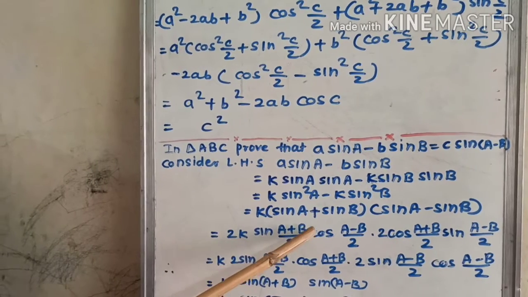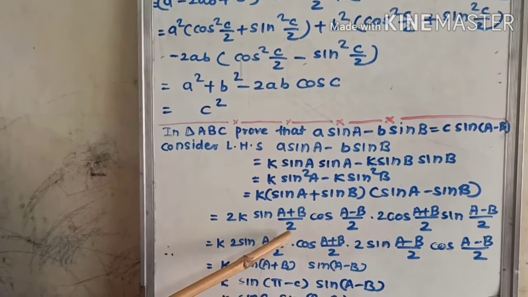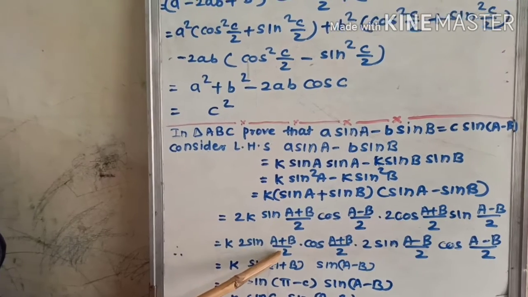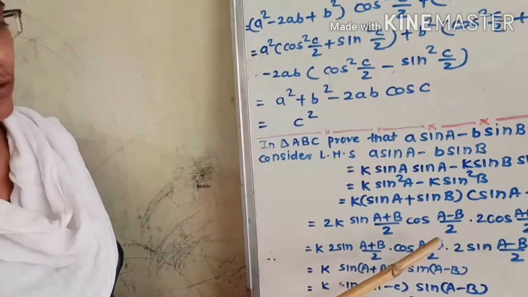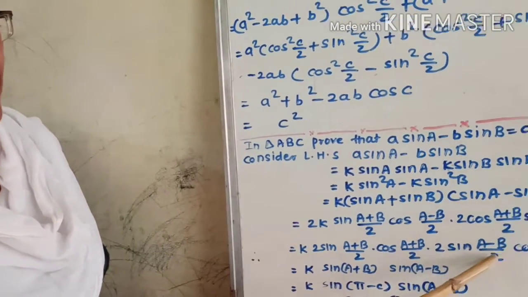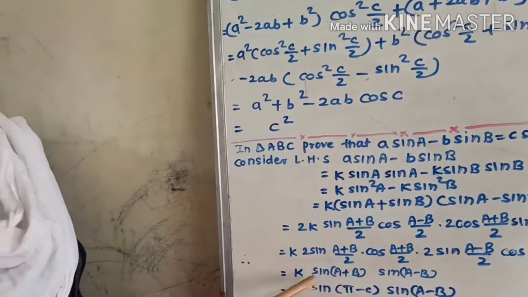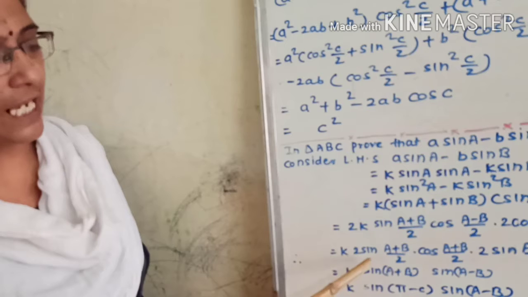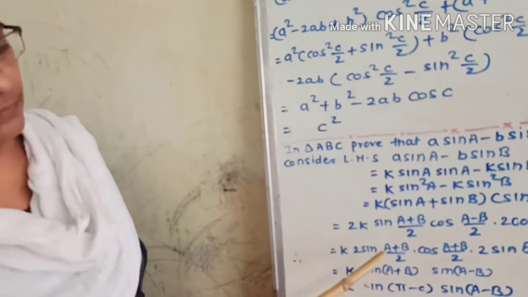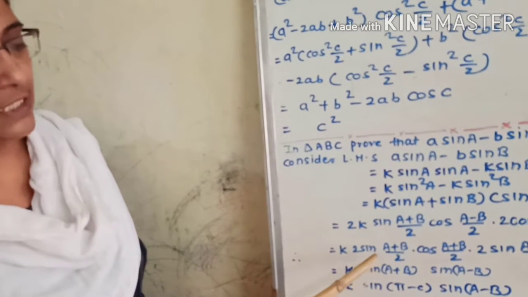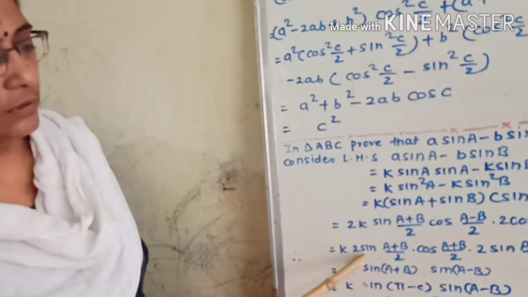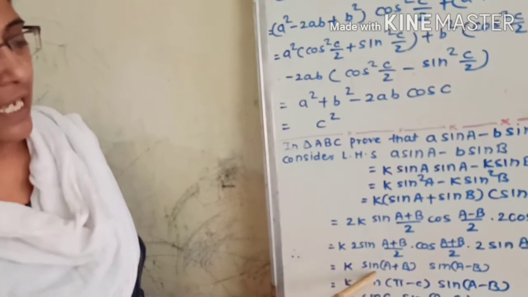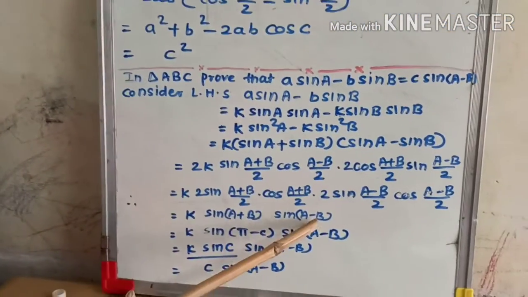Now collect the terms, collect the angle of these terms, that is (A + B)/2. Therefore k as it is, 2 sin((A + B)/2) cos((A + B)/2) times 2 sin((A − B)/2) cos((A − B)/2). Therefore now the formula for this, sin(A/2) into cos(A/2), that is sin A. Therefore 2 sin((A + B)/2) cos((A + B)/2) can be written as k sin(A + B) sin(A − B).